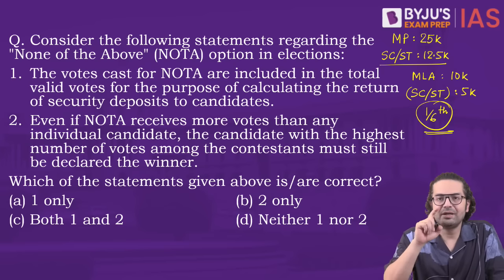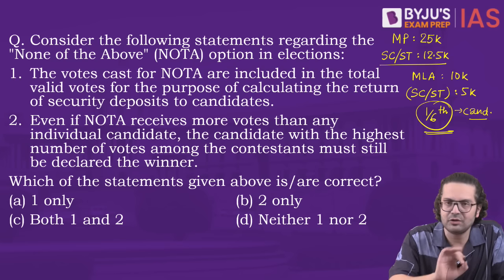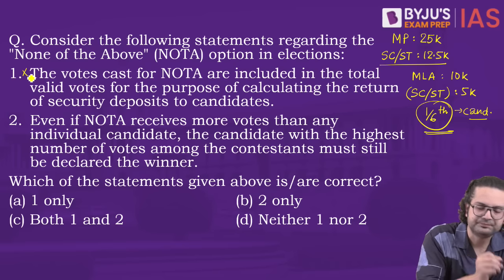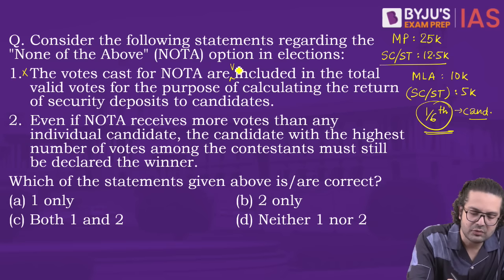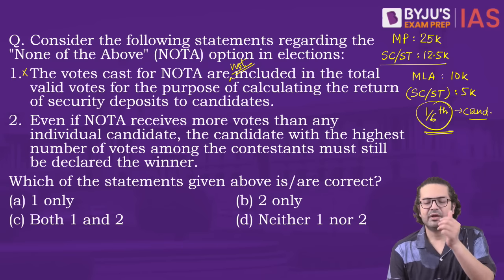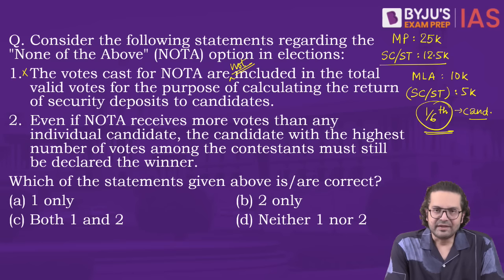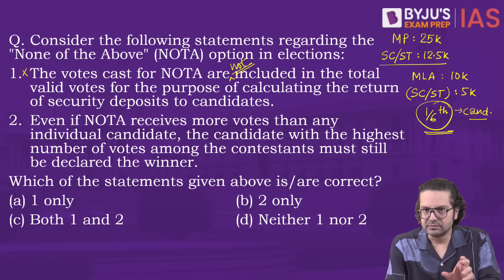Total votes polled by all the candidates. Only the candidates, not the NOTA. NOTA votes are not included. So this statement is wrong. They are not included. Always remember. Okay. So if you fail to get 1/6 votes, then your security deposit is forfeited.